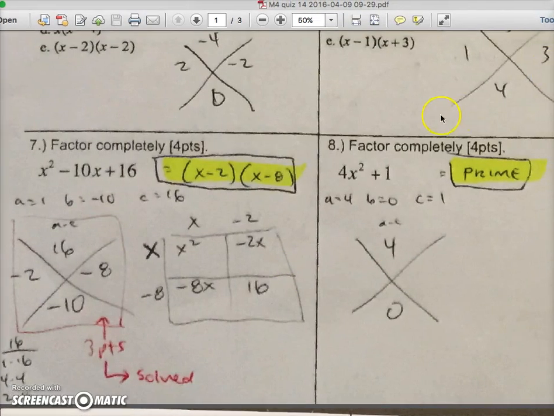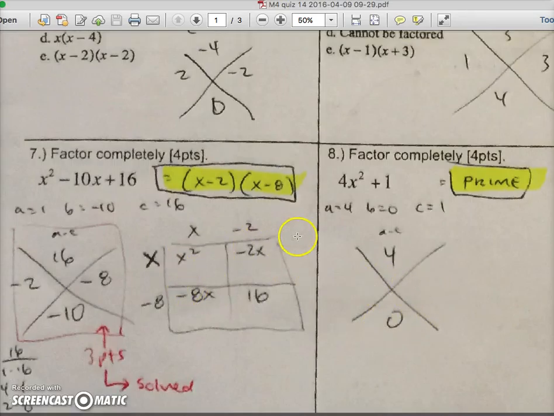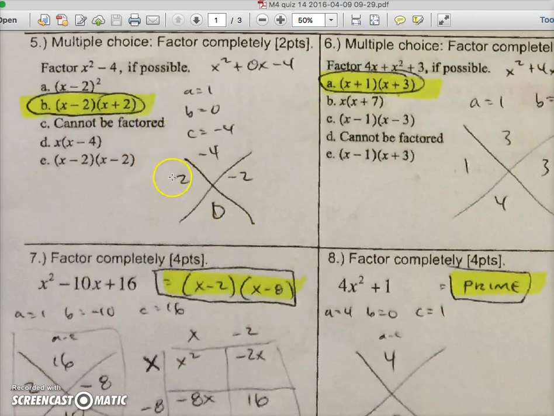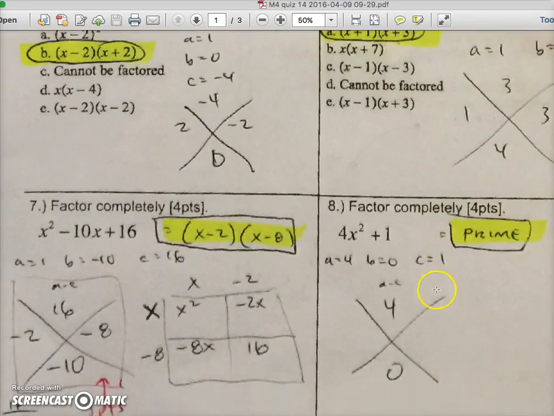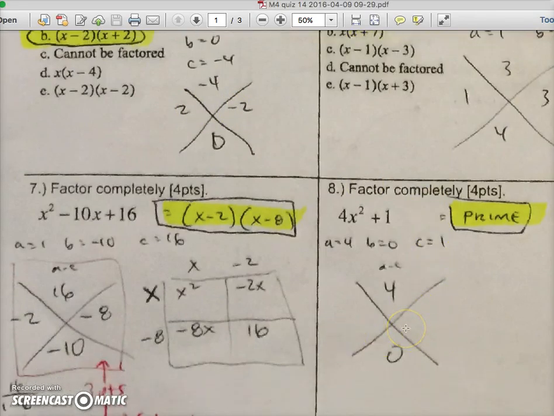Question number 8. It says factor completely, don't have a b value. A times c is 4, b value is 0. There are no two numbers that multiply to be 4 and add to be 0. Remember, when you're adding to be 0, they have to be opposite numbers like they were in question number 5. So there are no numbers, so we can say the word not factorable, or the best one is called prime. Remember, prime means only multiply by itself and 1.